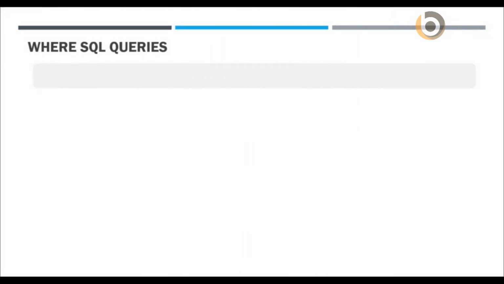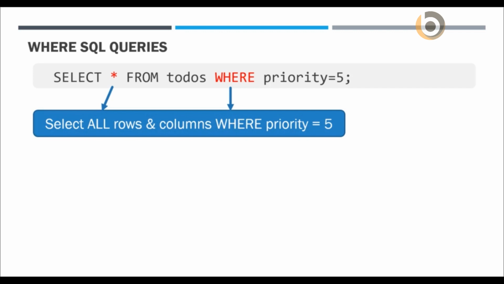Okay, remember when we wrote select asterisk from to-dos and we returned all rows and columns from the table to-dos? This time, we will be writing the same thing. However, we'll be adding a where clause where the priority of the record must be equal to 5. This means we are selecting all rows and columns where a priority is equal to 5.